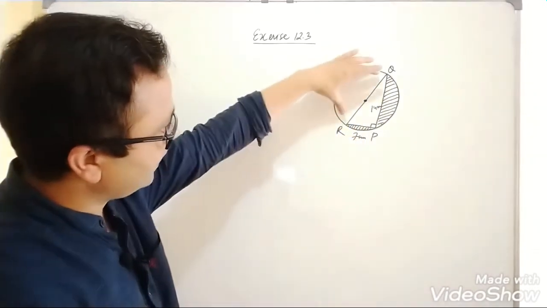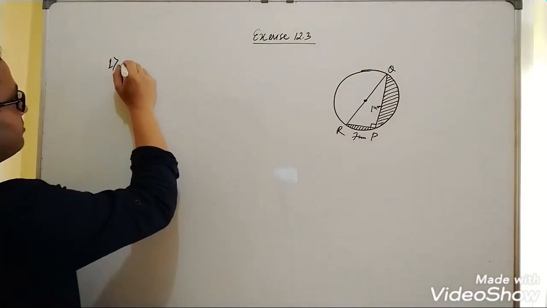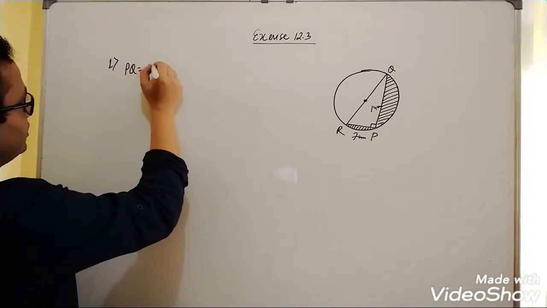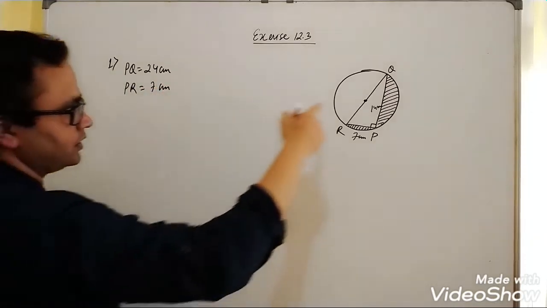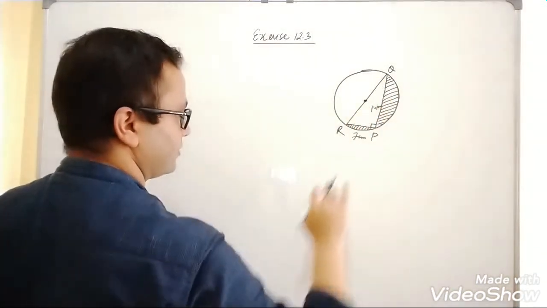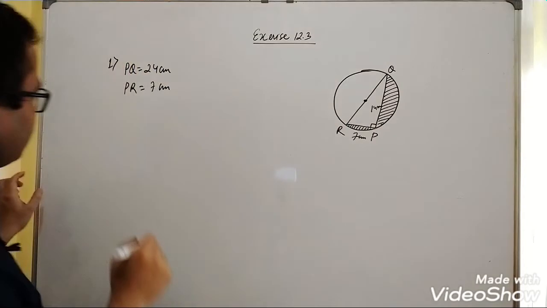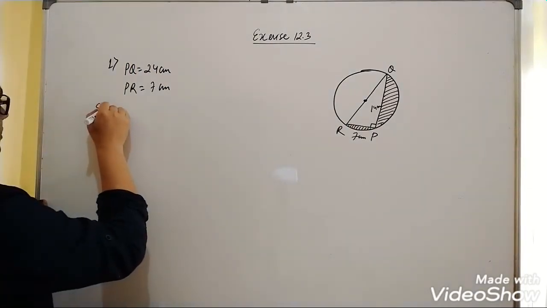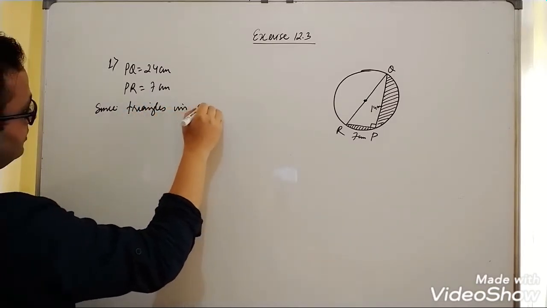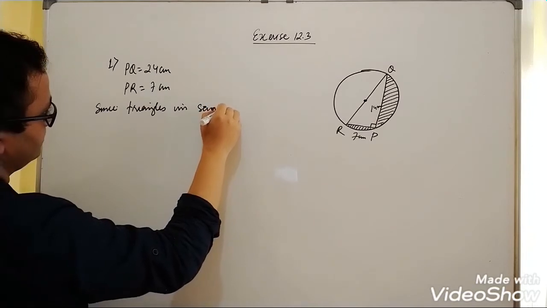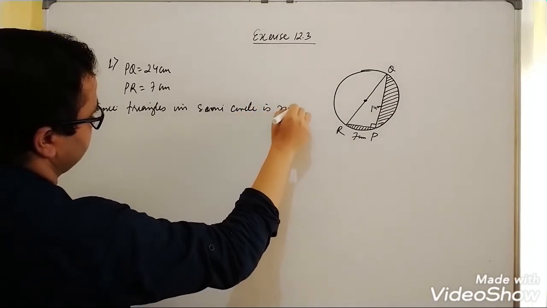So first we will calculate the diameter of the circle or semicircle. It is given that PQ equals 24 centimeter and PR is 7 centimeter. Now, a triangle in a semicircle is always a right triangle.